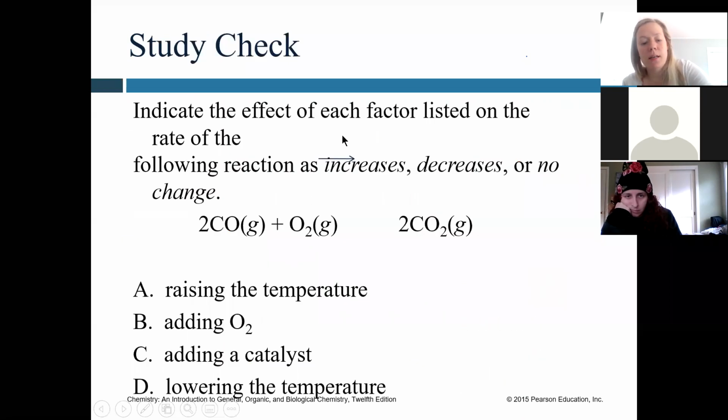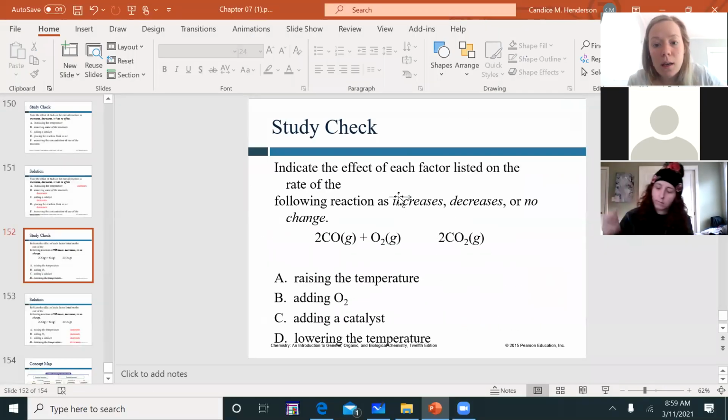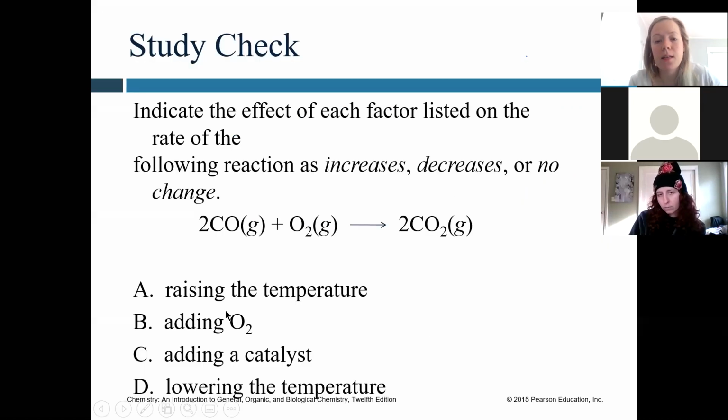All right, let's look at an actual equation, and I want you to tell me what would be the effect of these things. Looking at this, 2CO plus O2 gives you 2CO2. What would happen to the rate of reaction if we increase the temperature? What would happen if we add O2? What would happen if we add a catalyst? And what would happen if we lower the temperature?